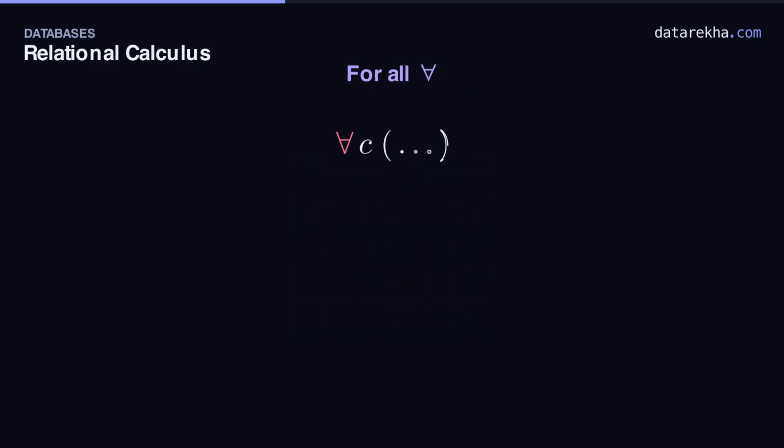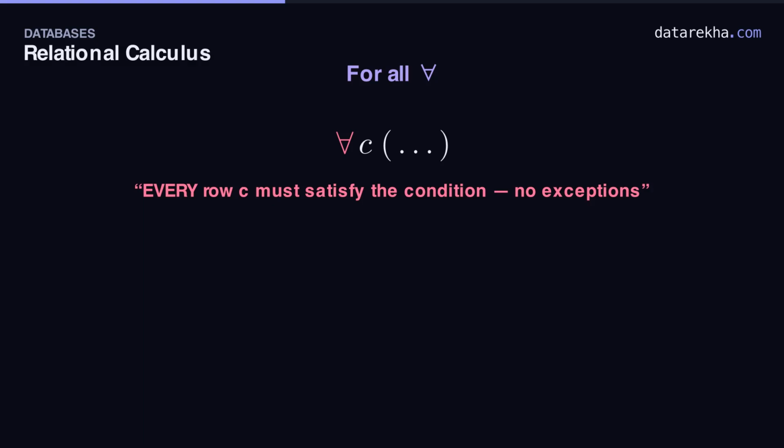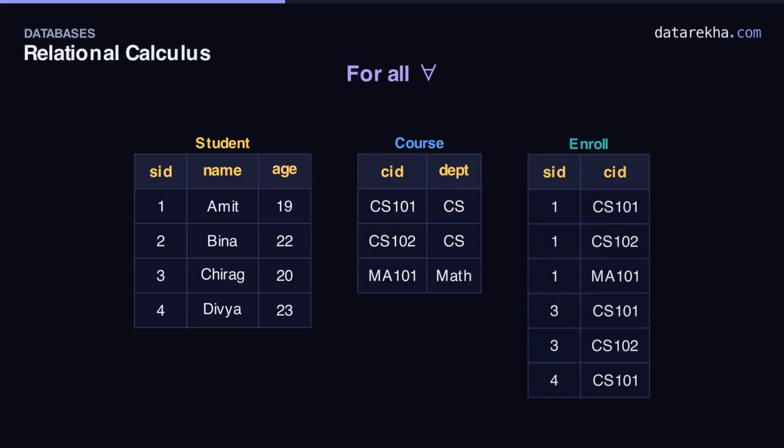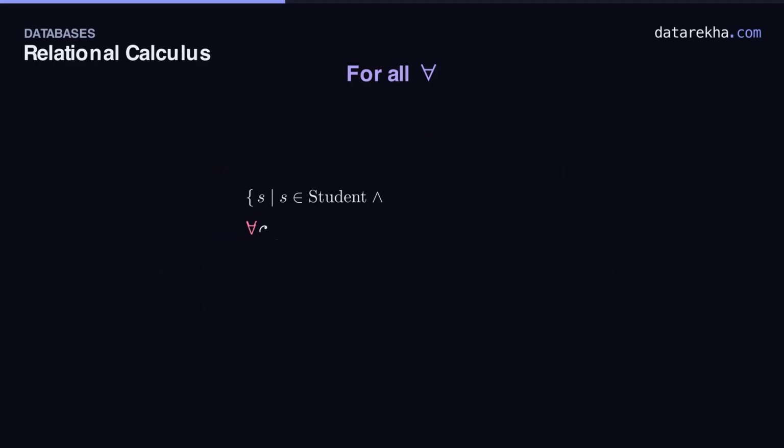The second quantifier is the demanding one: for all, an upside-down A. Where there exists is happy with a single success, for all insists that every case holds, no exception. It's the hard one, the calculus cousin of division in algebra. Here's the question that forces it. Which students are enrolled in all of the CS department's courses? We need three tables now: students, courses, and enrollments. The CS courses are 101 and 102.